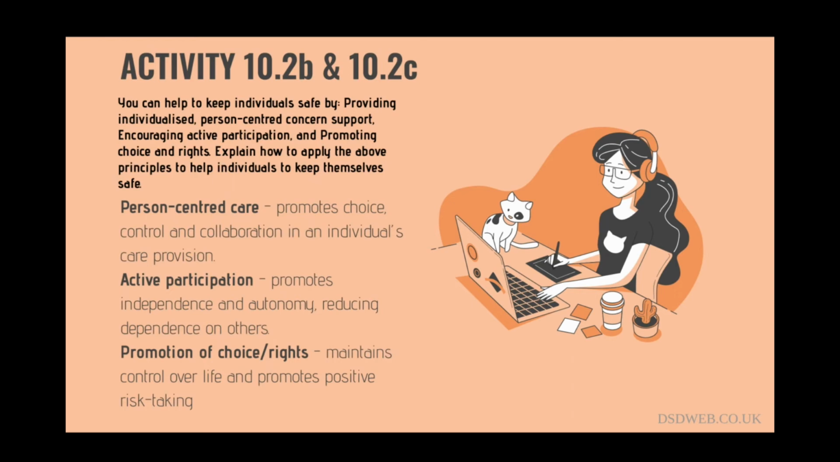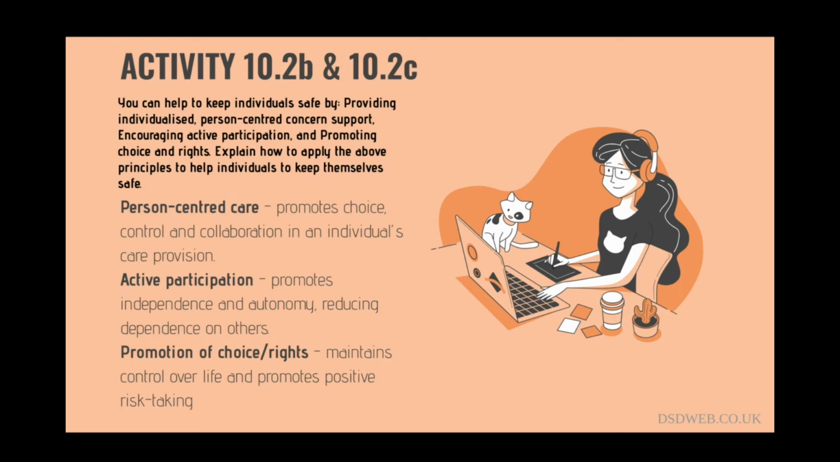Activities 10.2b and 10.2c ask you to explain how person-centred care, active participation, and the promotion of choice and rights can help to protect individuals that are receiving care. Firstly, person-centred care is about ensuring that care is guided by the care receiver's unique needs, wishes, and preferences. Working in this way involves collaboration and encourages individuals to speak up about what they like and dislike about their care provision, so that their care package can be tailored to their requirements. This promotes mutual trust and respect between individuals and their care staff, making them much more likely to communicate any issues or concerns they have.